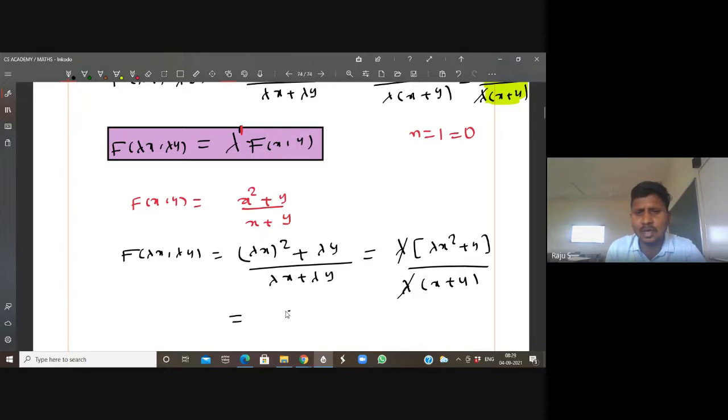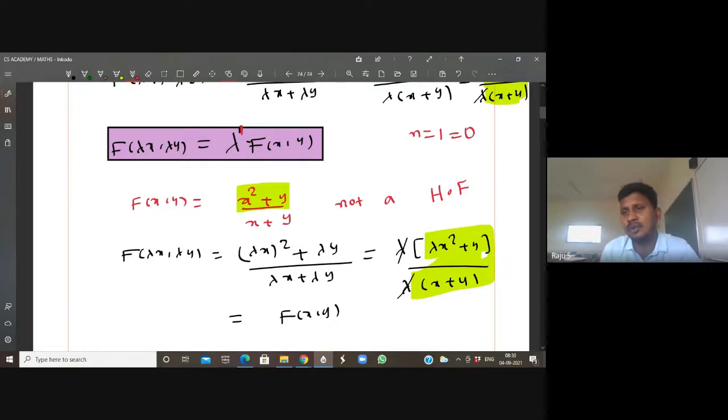Now, is it equal to f of x comma y? Students, anyone? Is it equal to the given function? What is the given function? Just x square plus y. But here we have lambda x square plus y by x plus y. This is an example of a function that is not homogeneous, because we cannot write lambda into something. It is not equal to f of x comma y. It is not satisfying the condition, so it is not a homogeneous function.